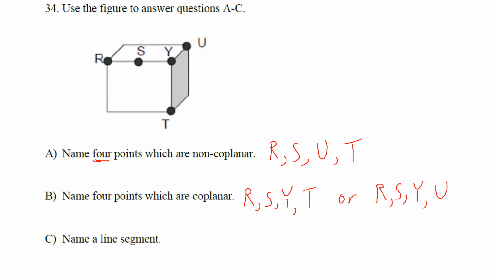And then finally, C, name a line segment. Well, pretty much any set of 2 points connecting a line would be a line segment. So there's lots of them here. But we could do RS, we could do YT, we could do RY. And when you name line segments, you put a little segment over top to properly name it.